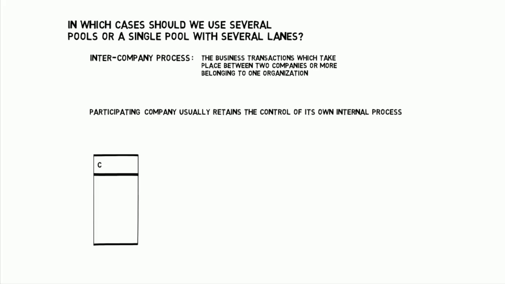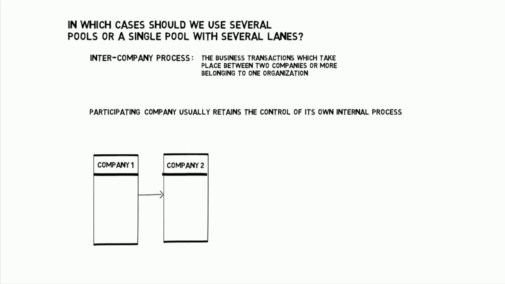Deciding for using a pool and several lanes or several pools becomes harder when we deal with intercompany process. Intercompany process describes business transactions which take place between two companies or more belonging to one organization. Each participating company usually retains the control of its own internal process. Therefore, using a collaboration diagram seems obvious.